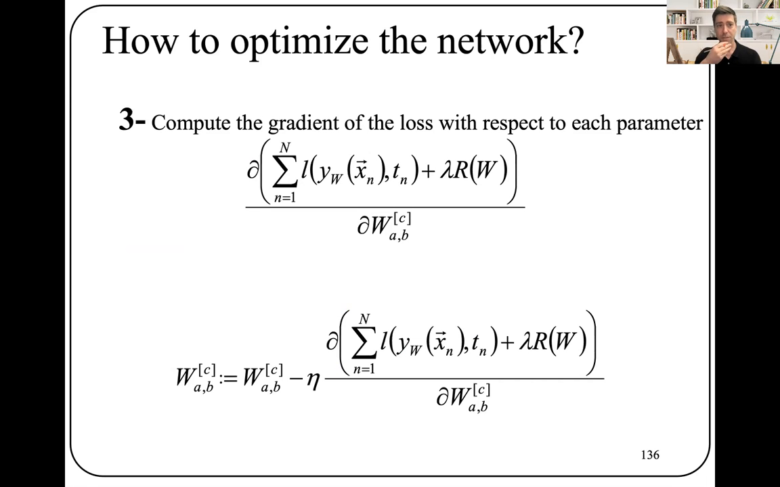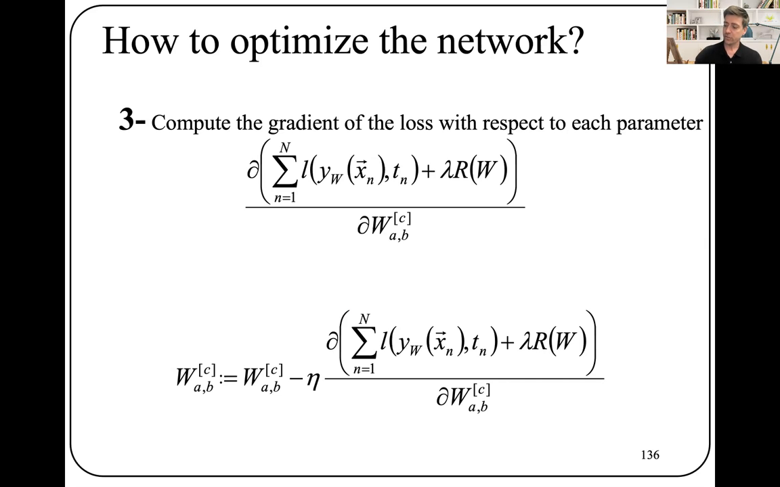Okay, so the third step, which is I guess the more important one for this lecture, is computing the gradient of the loss with respect to each of the parameters, right? Because basically the optimization is based on gradient descent. And in gradient descent, what we do is we take the current value of each parameter, and we're going to make a little step, which is opposite to the gradient, right? So how do we compute the gradient?